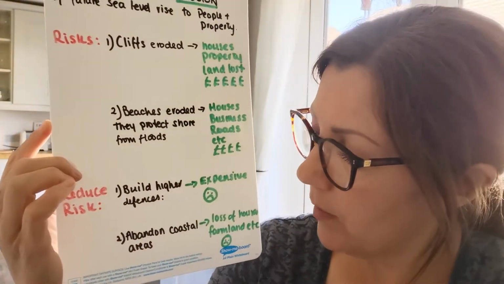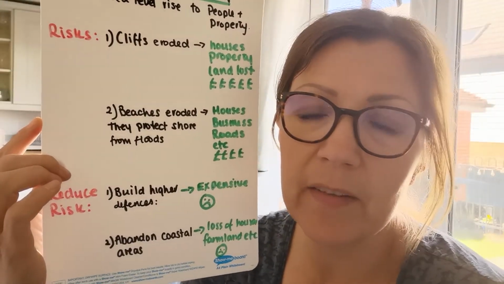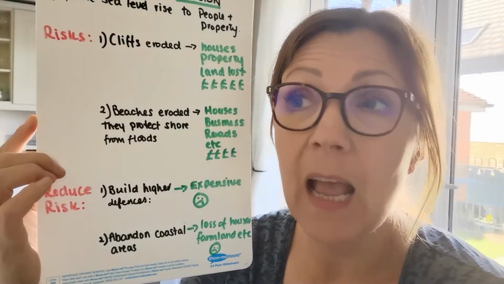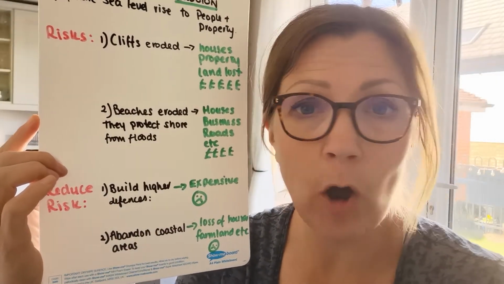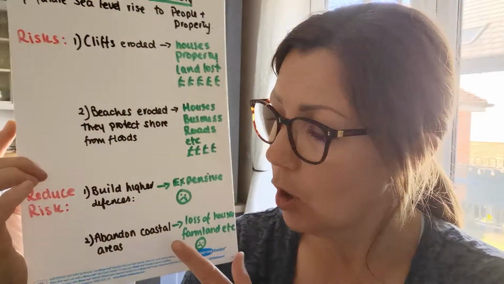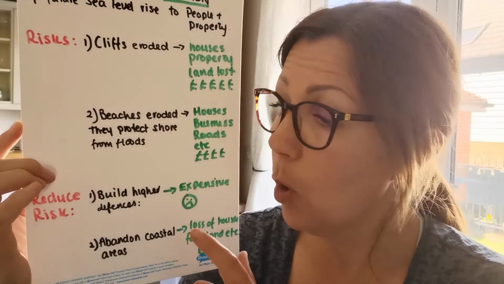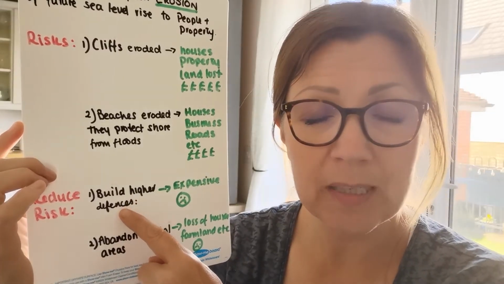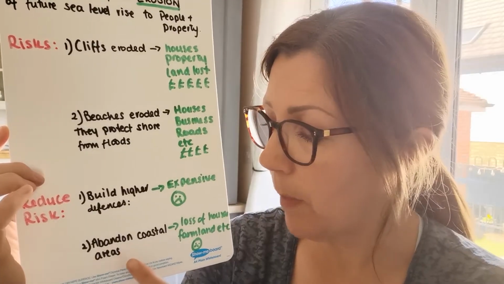And the second thing we can do is we could abandon those places and leave them for the sea to inundate, and leave it for nature to take its course, essentially. But again, that means loss of property and loss of housing and loss of maybe businesses and farmland, etc. And again, that costs money. So this again can only happen where the value of the land is very low. So a lot of this is dependent on land value. Where the land value is high, then we can reduce the risk by building high defences. Where the land value is very low, then we can't, and we might end up abandoning it.